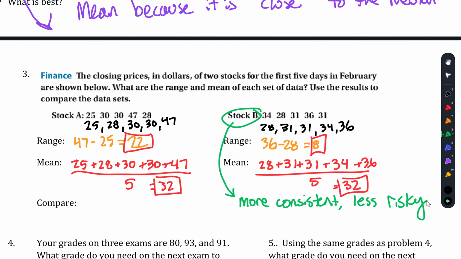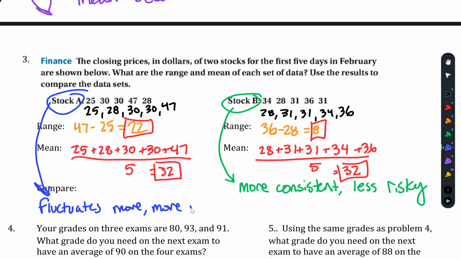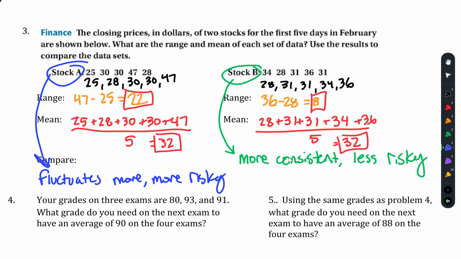What if you're like, I want to go all out. I want to be aggressive. I want to see if I can make the most money possible. Then what are we picking? Then we'll probably pick stock A, right? Because if we want to make money, we want something that's going to have highs and lows. So maybe you want to be more aggressive. It fluctuates more. It's more risky. Kind of depends on what kind of investor you are, I guess. Any questions on that one?